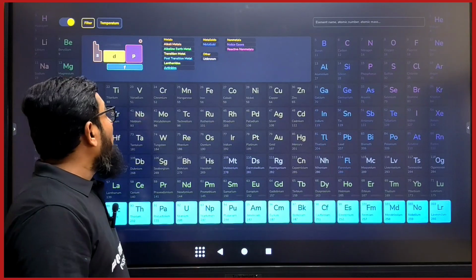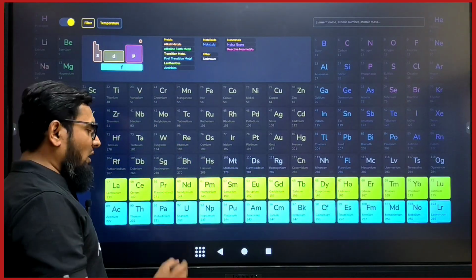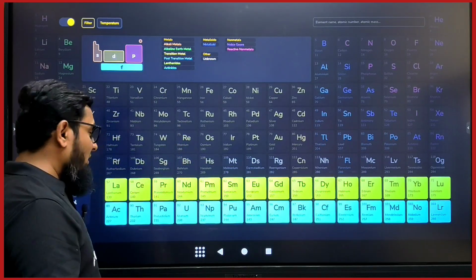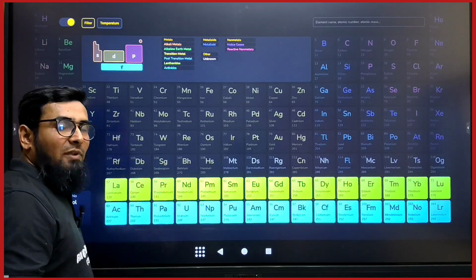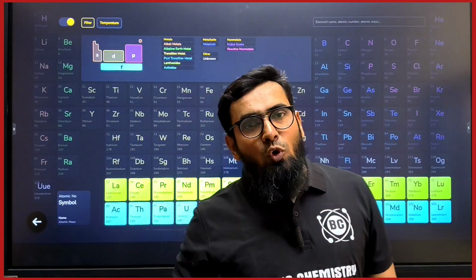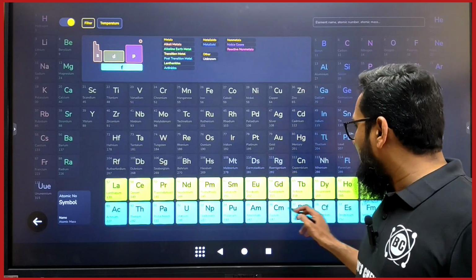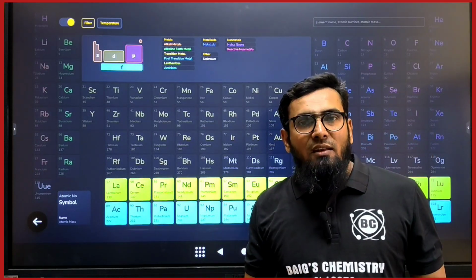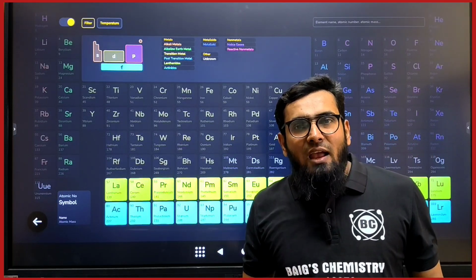So this constitutes the f block: 14 lanthanides and 14 actinides. If you include lanthanum and actinium, it becomes 30. If you don't include lanthanum and actinium, the lanthanides and actinides together are 28 in number, that is 14 lanthanides plus 14 actinides.